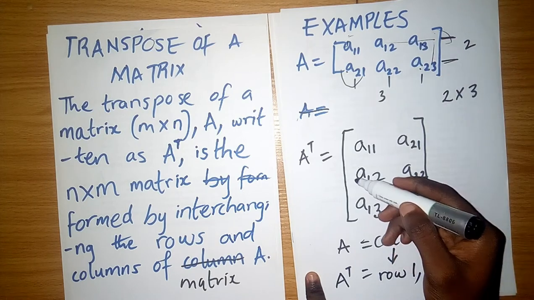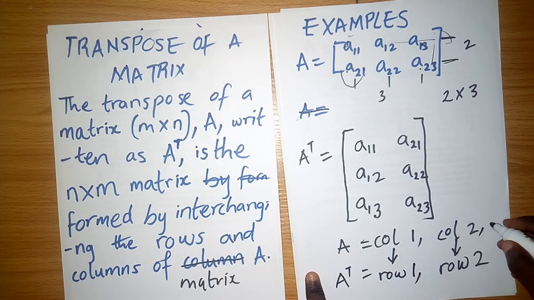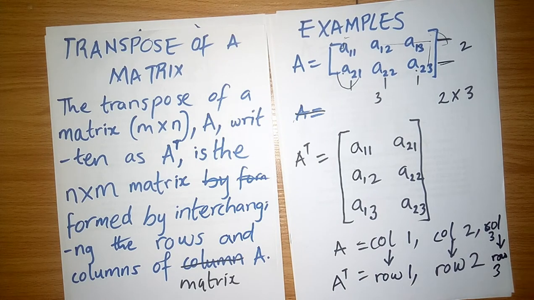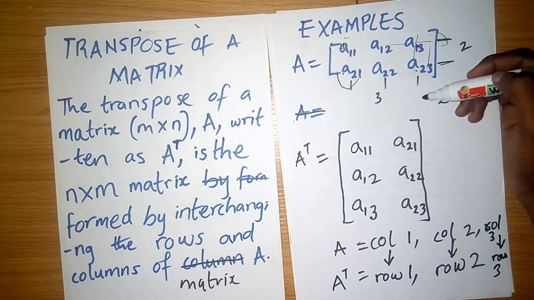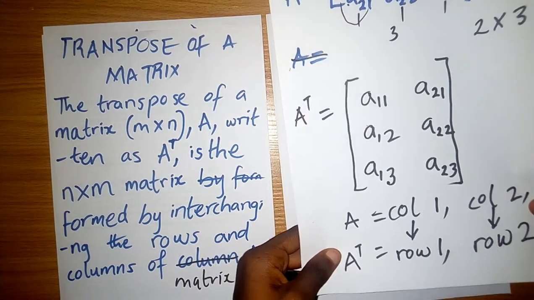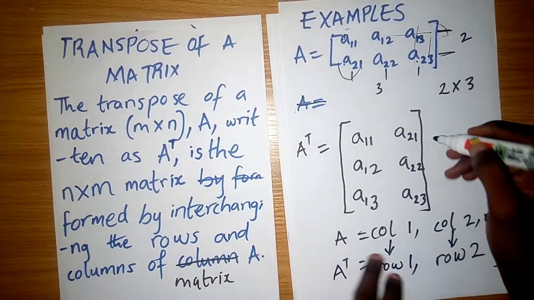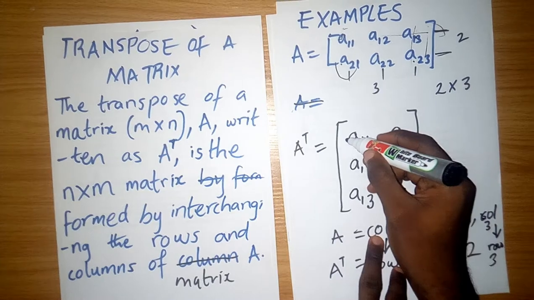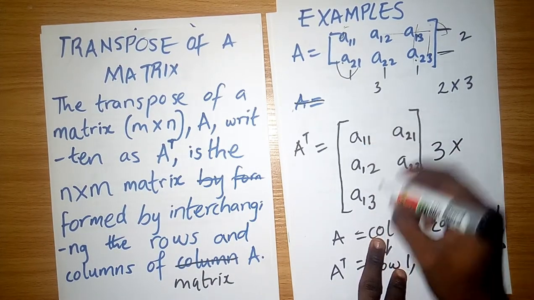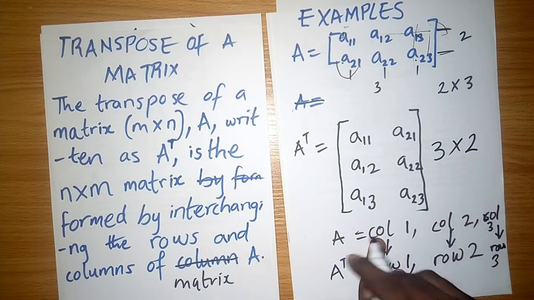Column 2 has become row 2, and column 3 has now become row 3. So column 3 has now become row 3. Moving on from here, let us look at another example. Now this has become, if you check it, a 3 by 2 matrix.